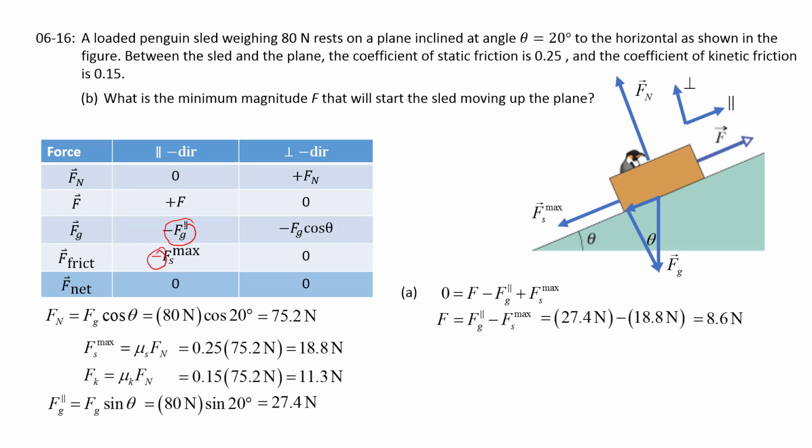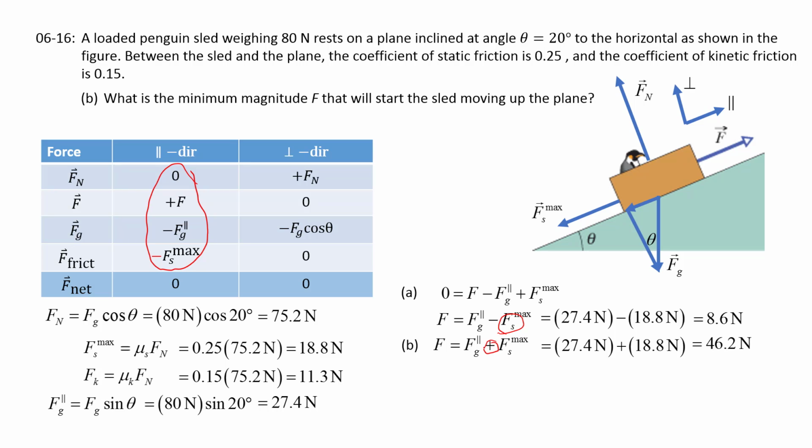But basically then, for part B, we can do the same thing. We look at the parallel components and add them up and set them equal to 0. And when you do that and solve for F, it's really exactly the same as what we had before. It's just that now it's a plus sign instead of a minus sign. So you put those numbers in, and we're adding them together, and so you get 46.2 newtons.